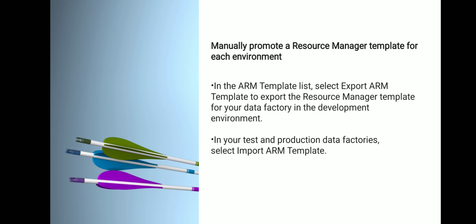Now, the third item that we are going to discuss is manually promoting a resource manager template to your environment. This is very basic for those who are already familiar with the ARM template. So you can go to the ARM template list and select export ARM template to export the resource manager template of your data factory in the development environment. Once this is done, then in your test and production data factory, select import ARM template.